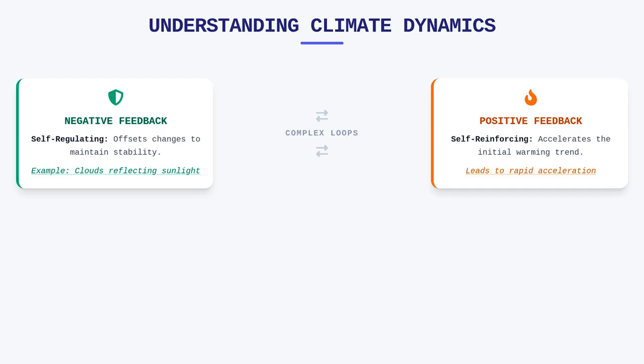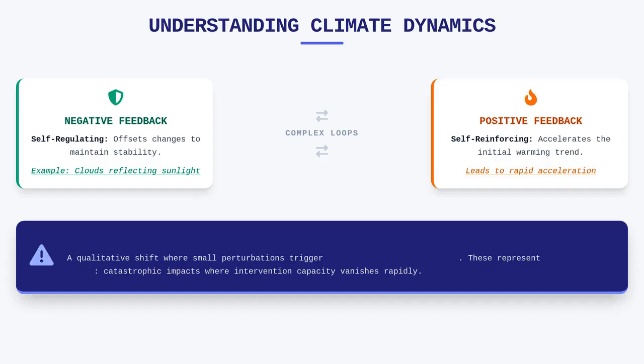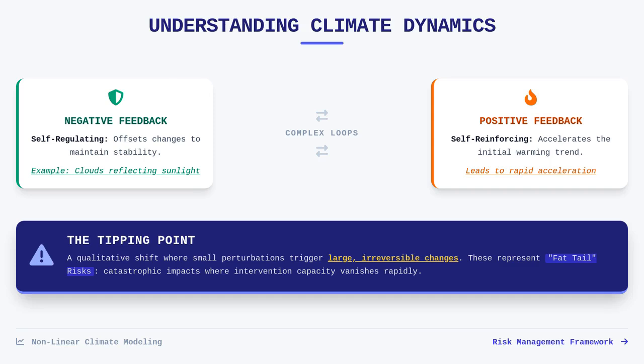When these reinforcement loops become self-sustaining, we move toward critical thresholds known as tipping points. A tipping point represents a qualitative change in the state of a subsystem where a small perturbation leads to a large, often irreversible shift. From a risk management perspective, these points are essential to monitor because they represent fat tail risks where the impacts are catastrophic and the ability to intervene diminishes rapidly once a threshold is crossed.